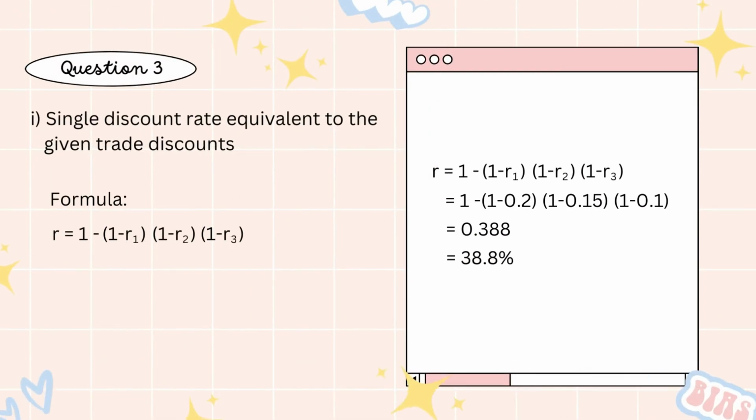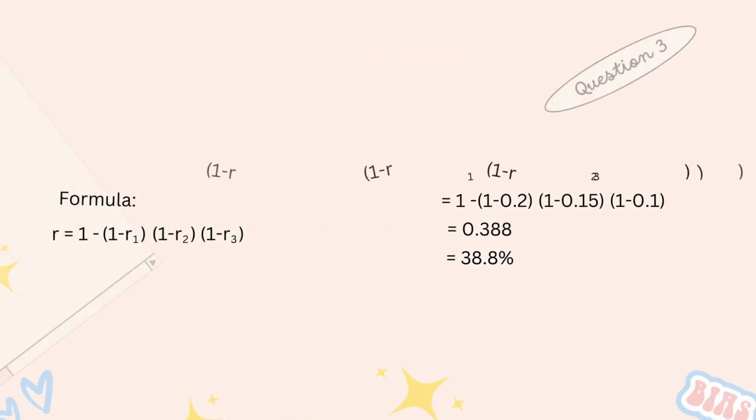Question 1. Find the single discount rate equivalent to the given trade discount. There is a formula for the single discount rate equivalent, where R is the trade discount that we can find in the question. For this question, there are 3 R values, which are 0.2, 0.15, and 0.1. Put all the information given into this equation and we can directly get the answer, which is 38.8%.